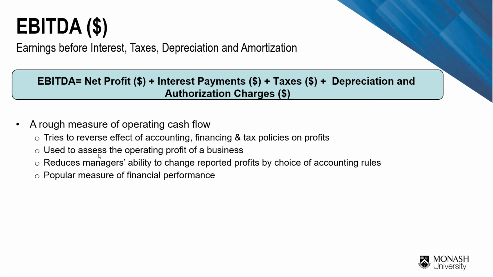Now, the next one we want to go through is EBITDA. EBITDA is earnings before interest, taxes, depreciation, and amortization. So if you think about it, it's just net profit, then you add all of these back, because it's earnings before interest, tax, depreciation, and amortization. So you just basically have to add those up. Now, why is this actually useful?